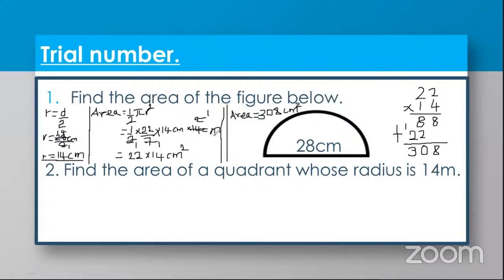How did she get centimeter squared? There is a centimeter here and a centimeter here, so centimeter times centimeter becomes centimeter squared. So 22 times 14 centimeter squared, she got 308 centimeter squared. Okay, so that is how you are supposed to work out.